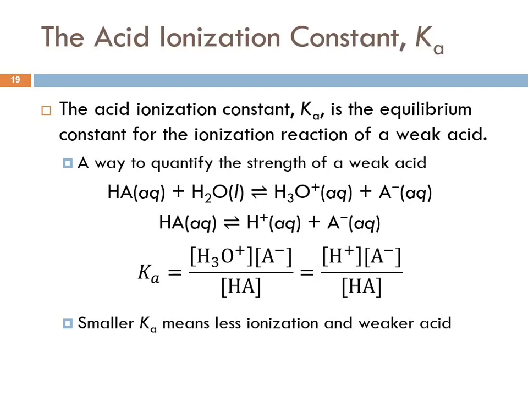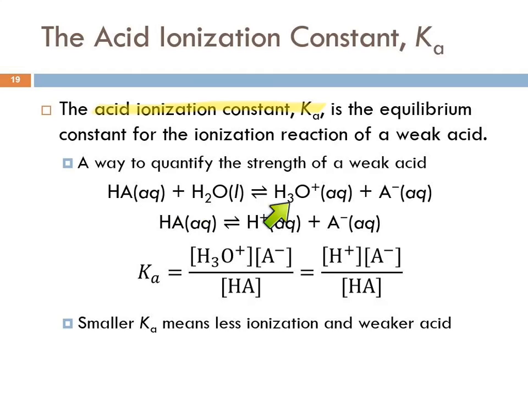Okay, so the acid ionization constant, which I meant to bold, but I forgot to bold, so I'll highlight it instead. This should be bolded, because we need to know what that is. The acid ionization constant, Ka. So we've talked about Kp and Kc. This is an equilibrium constant for an acid. It's for the ionization of a weak acid.